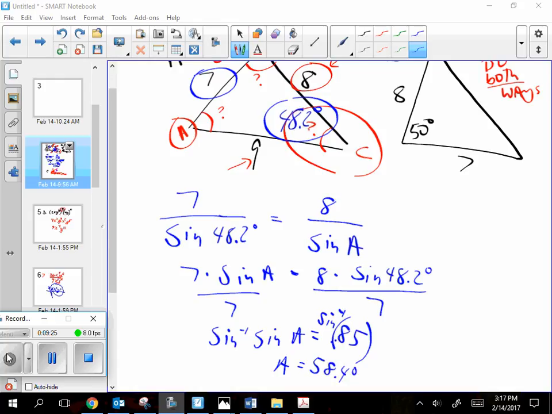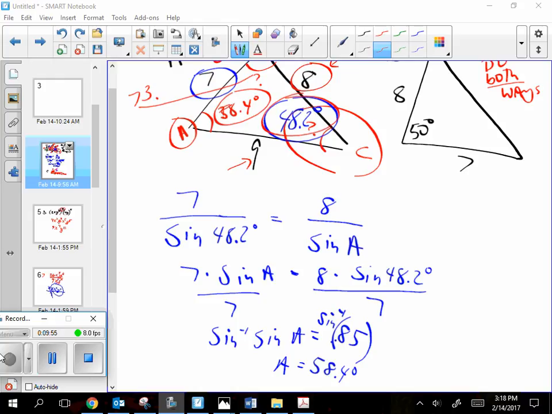Now that I got 2 of the angles, I think I'm done using law of sines, because if I know A is 58.4 degrees, I know that 58 and 48, those two together plus this third angle have to make 180. So I'm going to take 180 and subtract those two, and I get 73.4 for my last mystery angle right there.